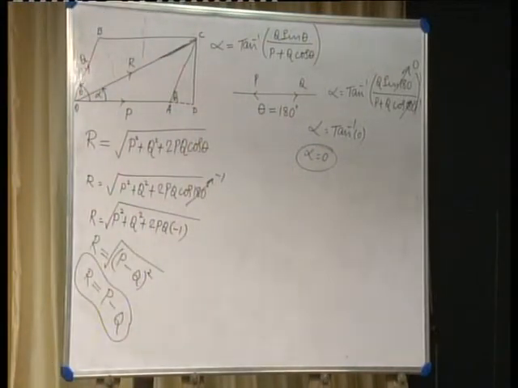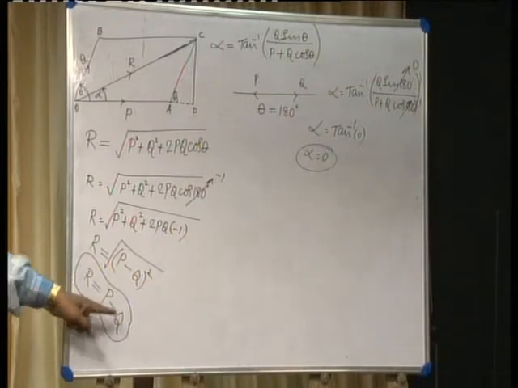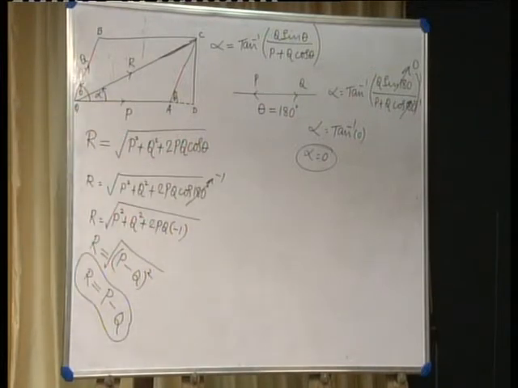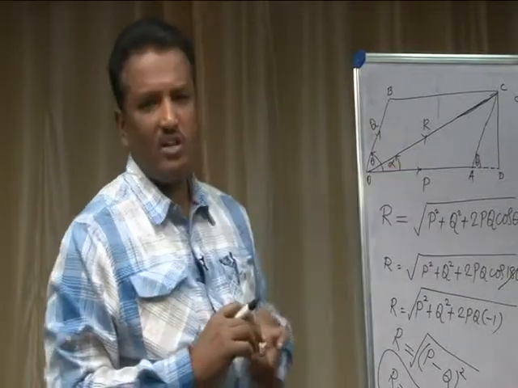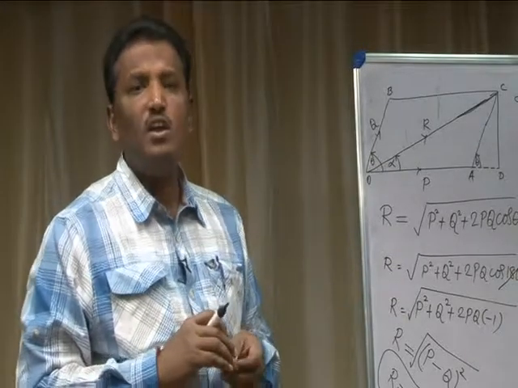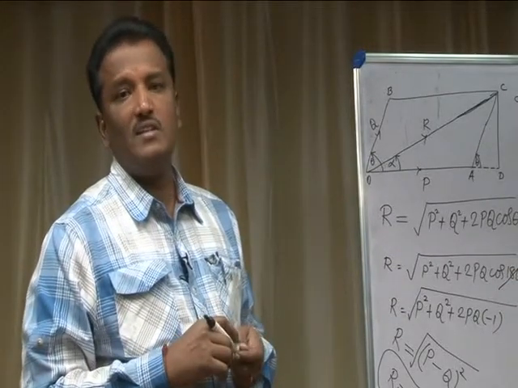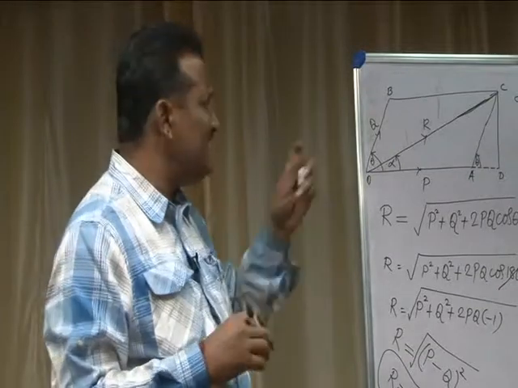So, the summary is whenever two forces act along the same line in the opposite direction, the magnitude of its resultant is simply equal to the difference between the magnitudes of the individual forces, and the direction of the resultant is in the direction of the greater force. I mean, if P is greater, the resultant acts in the direction of P. If Q is greater, the resultant acts in the direction of Q. This is one of the cases.